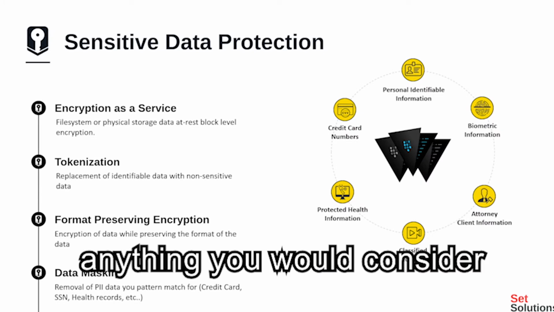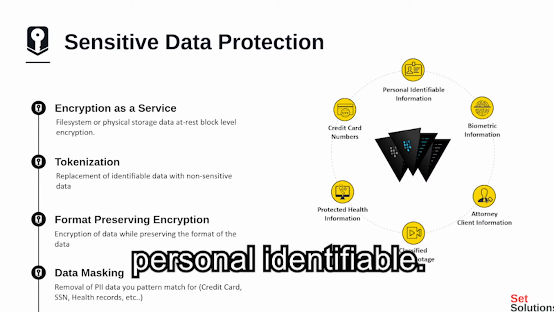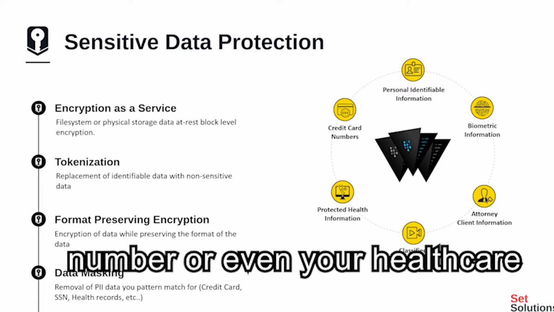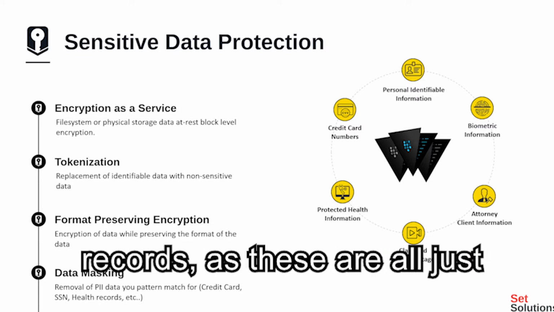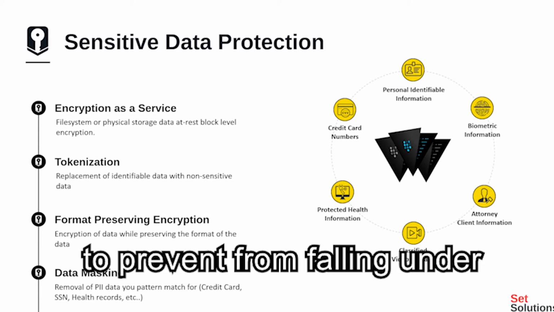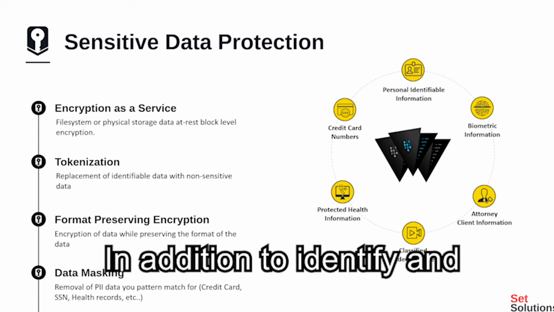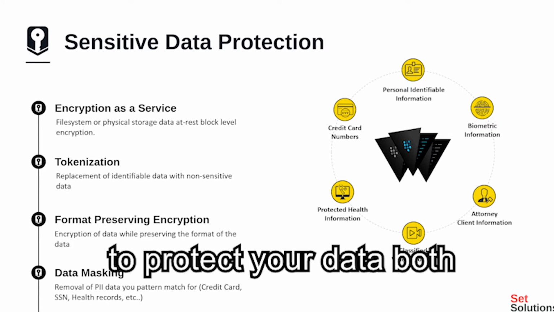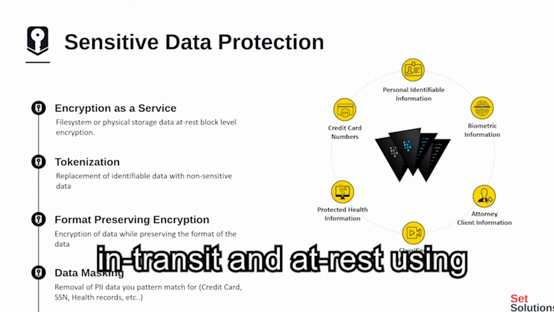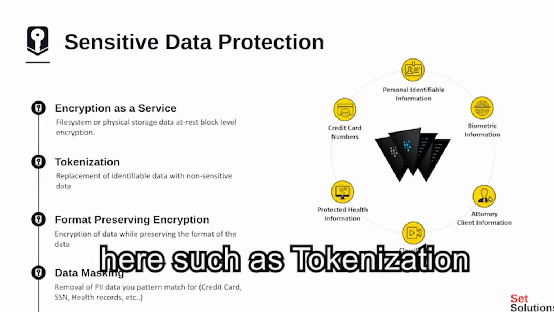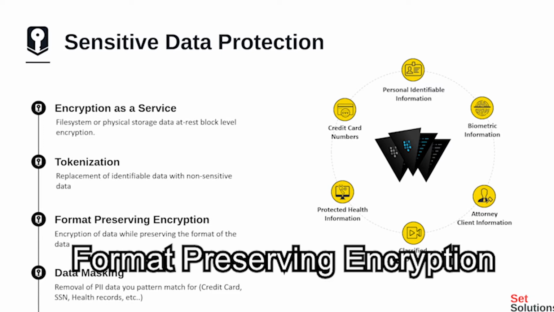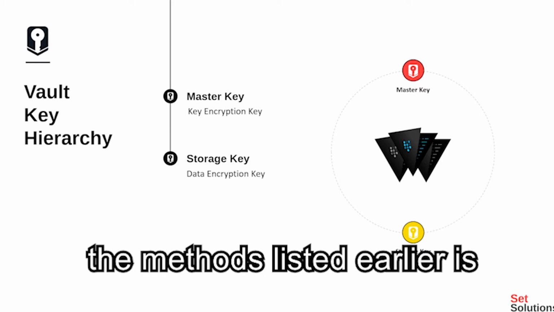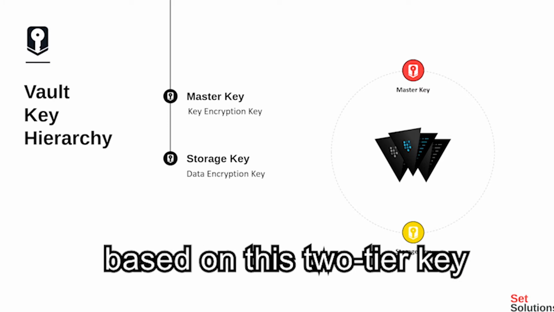Sensitive data will be anything you would consider confidential, sensitive, or personal identifiable. For example, your credit card numbers, your social security number, or even your healthcare records, as these are all just a few examples of sensitive data you would like to prevent from falling under the wrong hands. In addition to identity and secret management, Vault can also be used as an encryption key management application to protect your data both in transit and at rest using some of the methods listed here, such as tokenization, format preserving encryption, or data masking. The foundation for how Vault protects our data using any of the methods listed earlier is based on this two-tier key hierarchy.